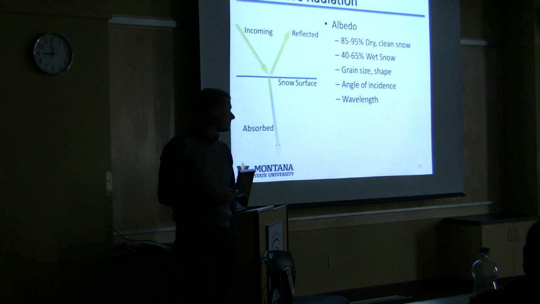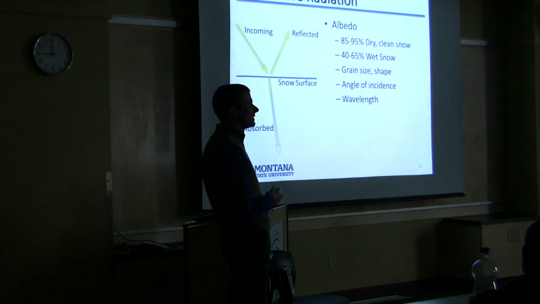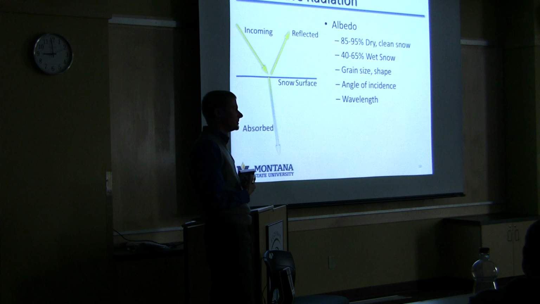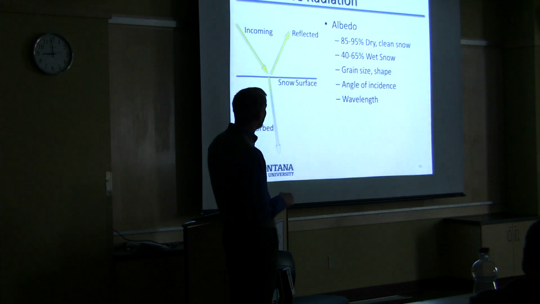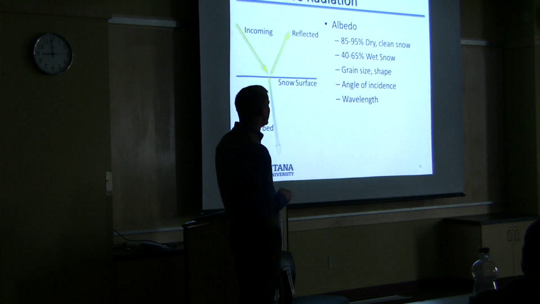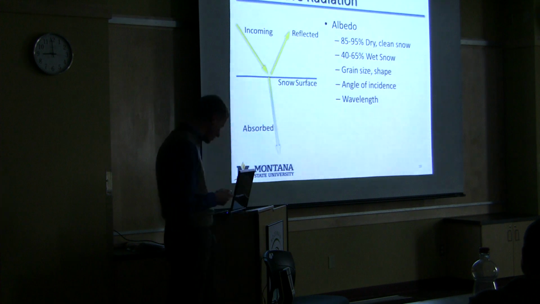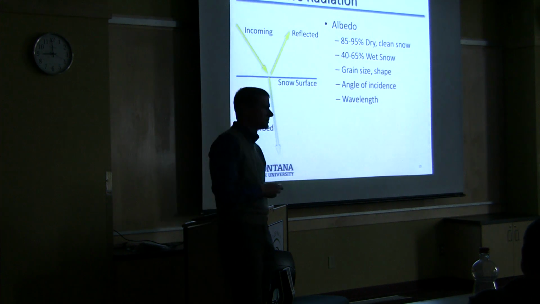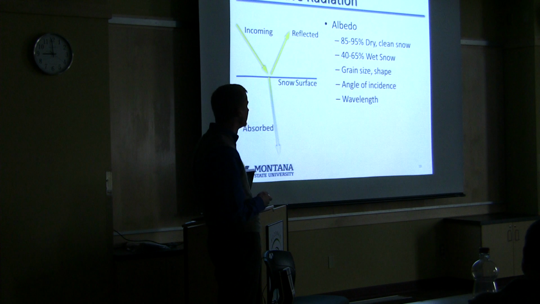So, and then wavelength, change of wavelength. In the visible spectrum, the albedo is pretty high, and that's kind of where these numbers mostly come from. But in the infrared or long wave, the albedo is essentially zero. It's all absorbed.